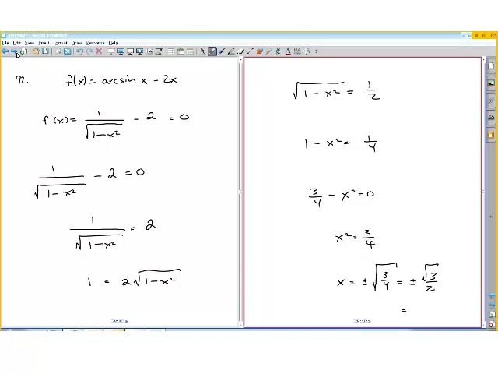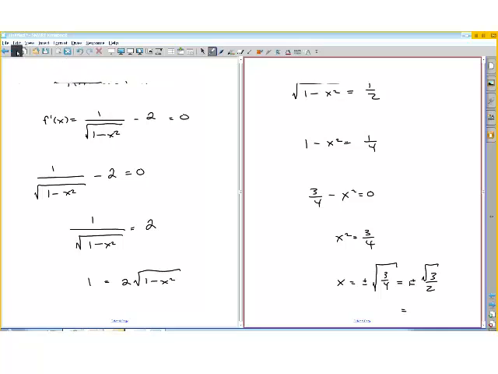The actual extrema, so it could be a maximum or minimum. We don't know. So how would we do that? Well, we could take the second derivative here and look at the second derivative test.